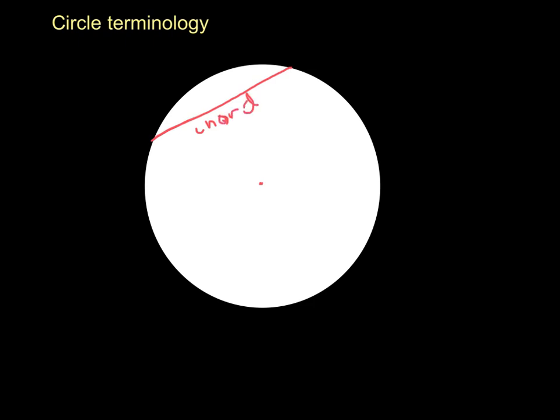Excuse my poor handwriting, but you get the gist. Okay, next thing you need to know is that a line that goes from anywhere along the edge or outer part of the circle to the center, like so, or like so, is called the radius. You see it as a little r.